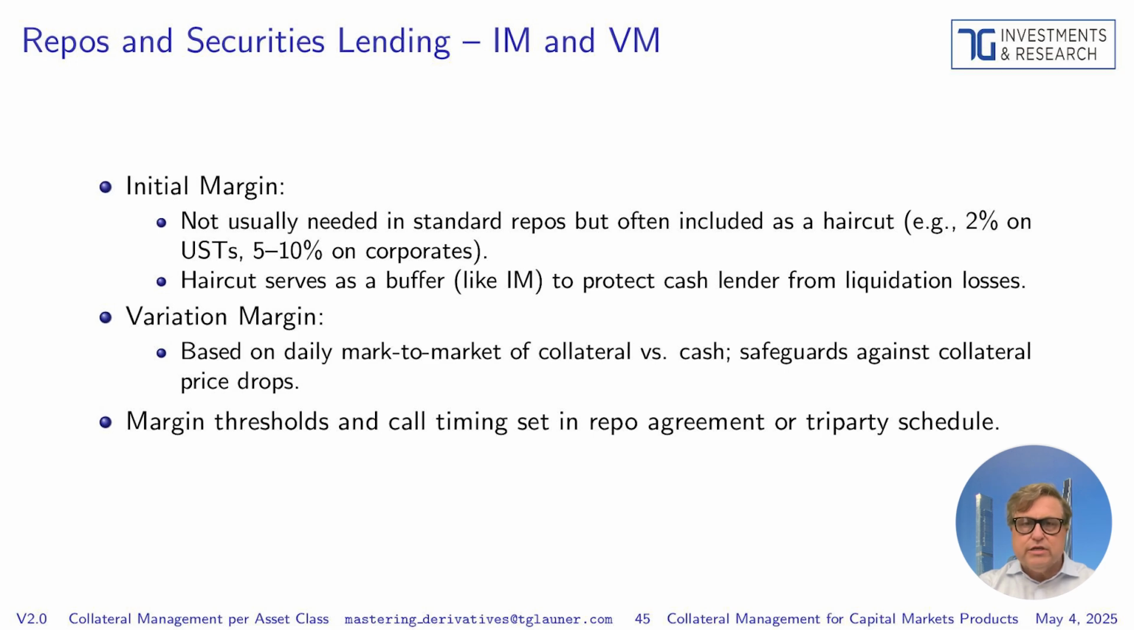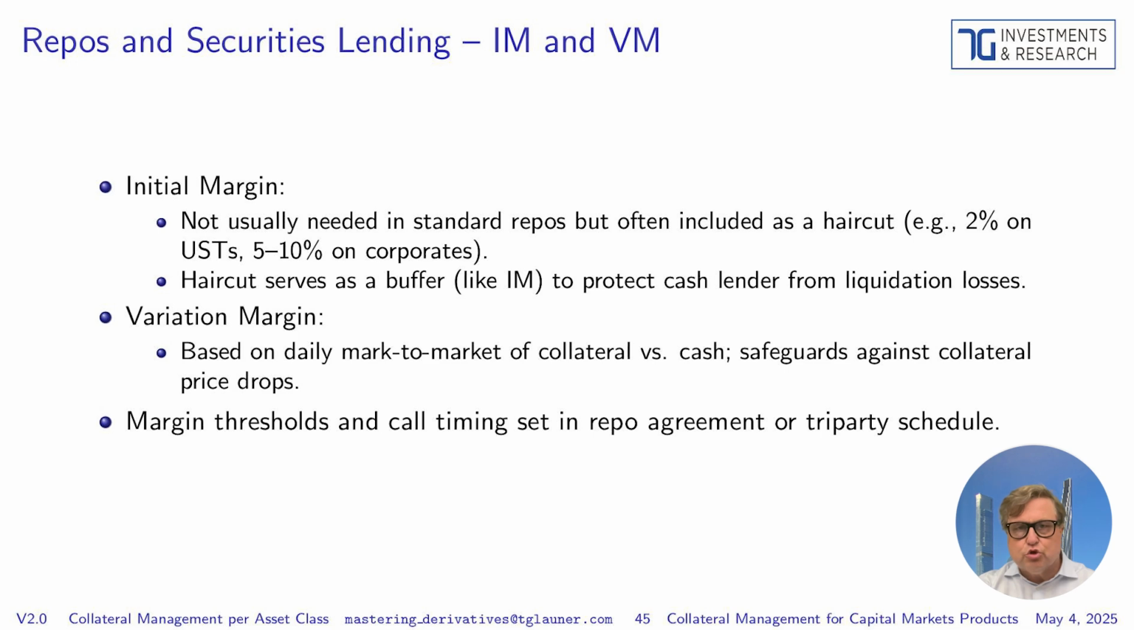Explicit pledging of initial margin is not typically required in repos. However, it's often included as a haircut. For example, there might be a 2% haircut on US Treasuries and between 5 to 10% on corporate securities. This haircut acts as a buffer, similar to initial margin, to protect the cash lender from potential counterparty credit losses.